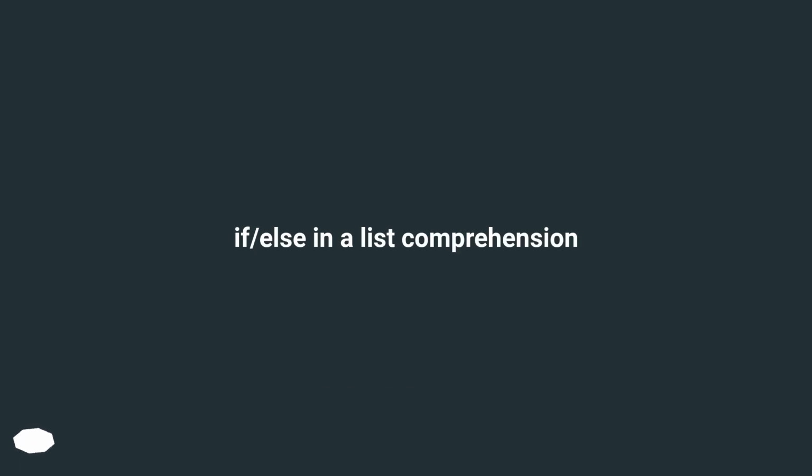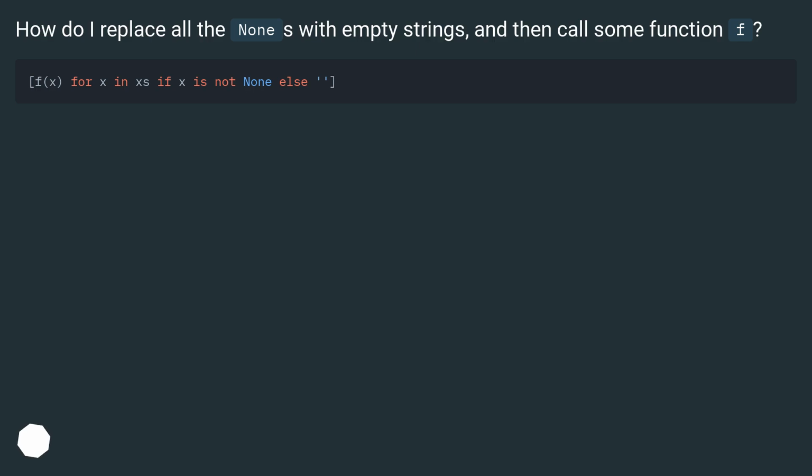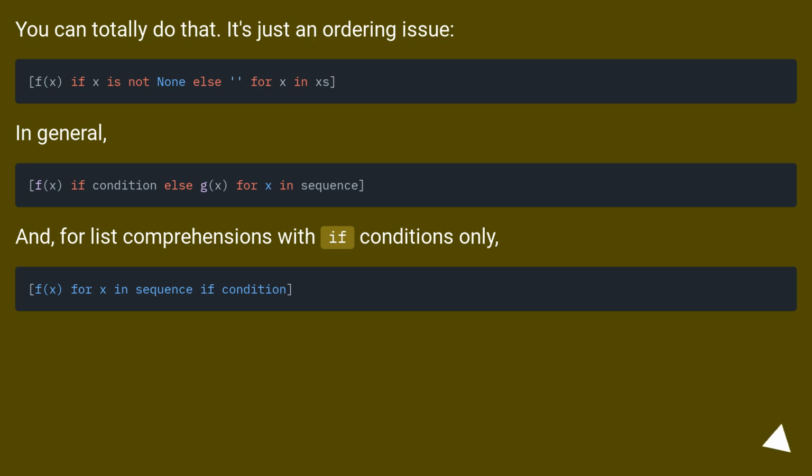If/else in a list comprehension. How do I replace all the Nones with empty strings, and then call some function f? You can totally do that. It's just an ordering issue.